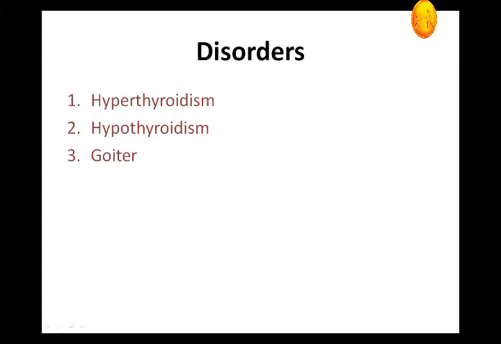Now, in the short note, first write: hyperthyroidism means increased secretion of thyroid hormone, T3 and T4, more than normal. It is also called thyrotoxicosis. It is due to two causes. One is Graves' disease. A short note may be asked on Graves' disease.